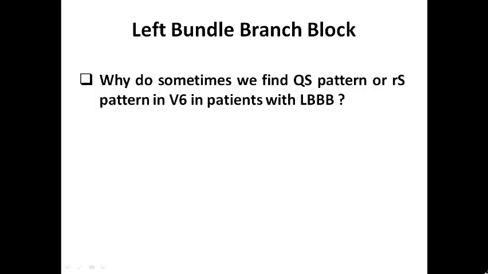Now we have a question that of course many of us have seen in our practice, and so we need to answer this question. Why do sometimes we find QS pattern or RS pattern in V6? What I mean is that sometimes patients with left bundle branch block may have deep predominantly negative complex in V5 and V6 despite it is left bundle, and the expected morphology should be predominantly positive complex like broad monophasic R or even notched or M-shaped.